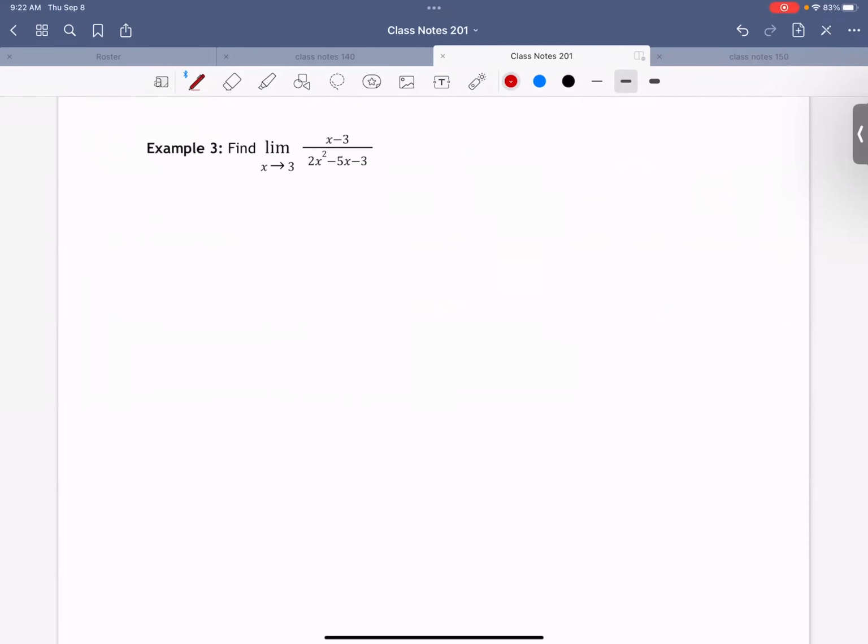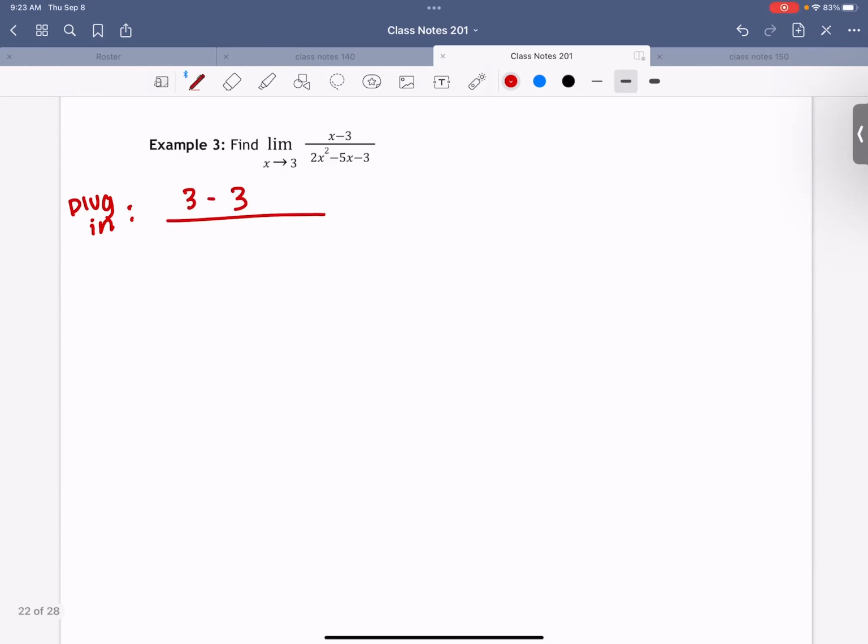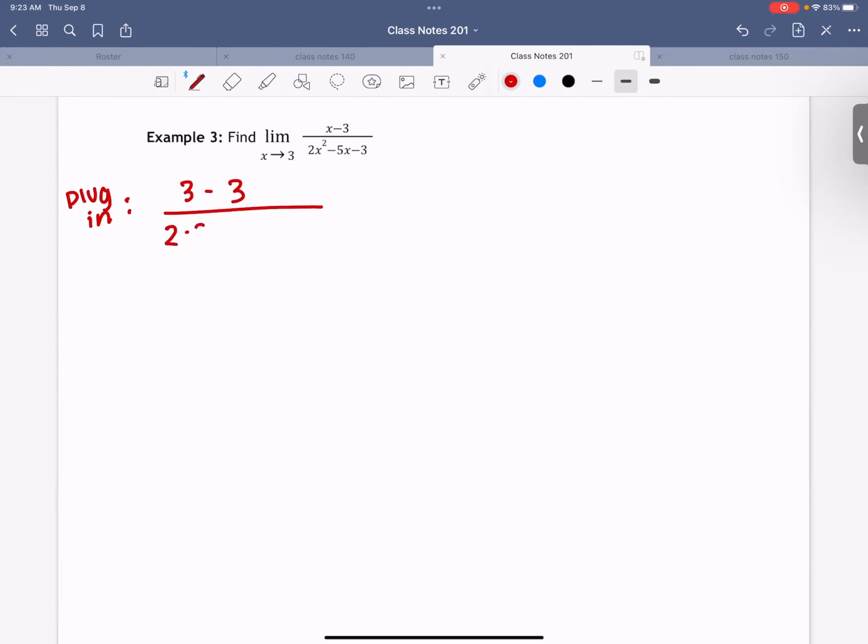All right, let's go to example number 3. Let's see what we can do here. Let's plug in. We have 3 minus 3 over 2 times 3 squared minus 5 times 3 minus 3. We've got 0 on top. On the bottom, 18 minus 15 minus 3. I think we've got a 0 over 0 here, right? So this is gonna be a little funky one.